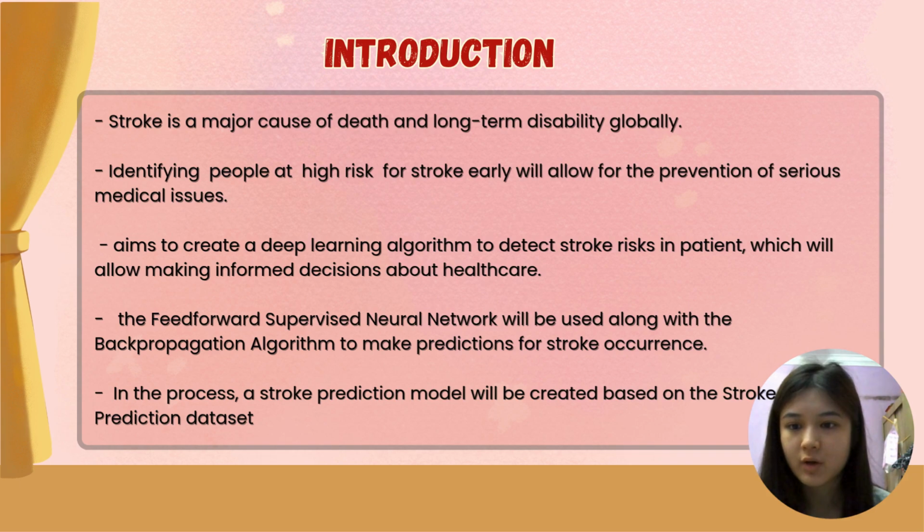Stroke is a major cause of death and long-term disability globally. Therefore, identifying people at high risk for stroke early will allow for the prevention of serious medical issues. In this project, we aim to create a deep learning algorithm to detect stroke risk in patients, which will allow making informed decisions about healthcare. The feedforward supervised neural network will be used along with the backpropagation algorithm to make predictions for stroke occurrence. In the process, a stroke prediction model will be created based on the stroke prediction dataset.